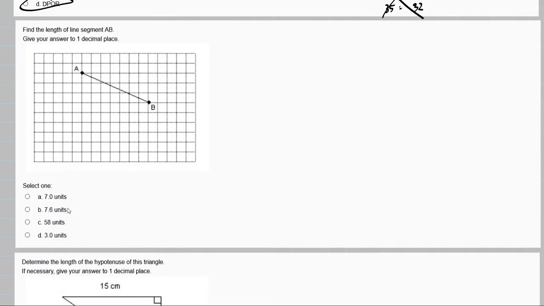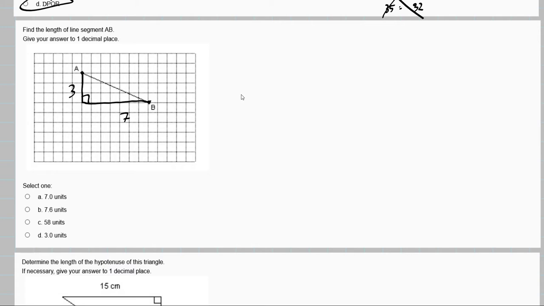Next, find the length of this line segment. For the length of the line segment, we've got a nice grid, so we can just draw in how far down and how far over we're going, making a right triangle in here. We can say we're going down 1, 2, 3 steps. And we're going over 1, 2, 3, 4, 5, 6, 7 steps.